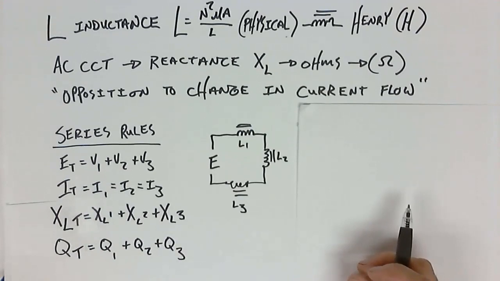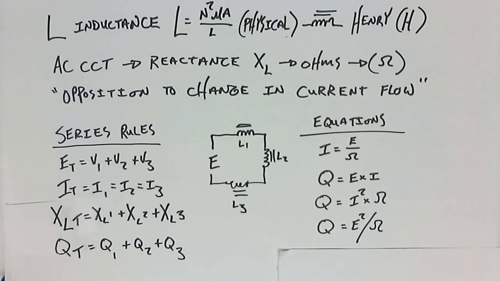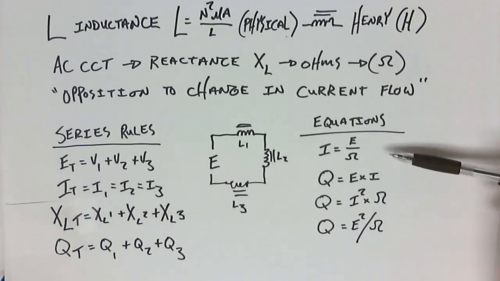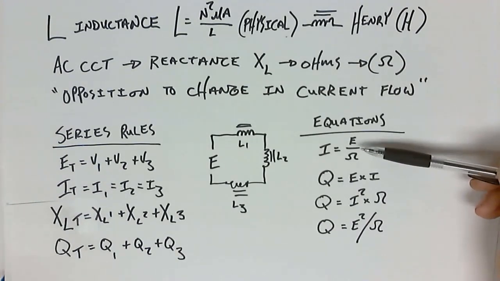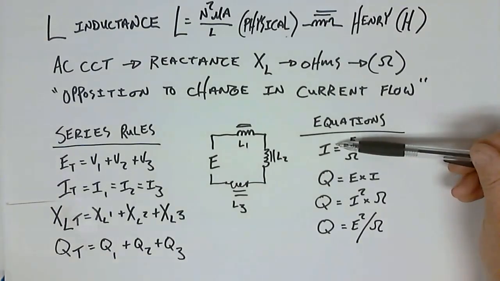Okay, so what equations then can we use to calculate some of these values? Notice how simplistic they are in comparison to the resistive. And that's what I want you to understand about this process. Ohm's law does not change as soon as we get into AC or as soon as we get into inductive circuits. The voltage divided by the ohms should equal the current.